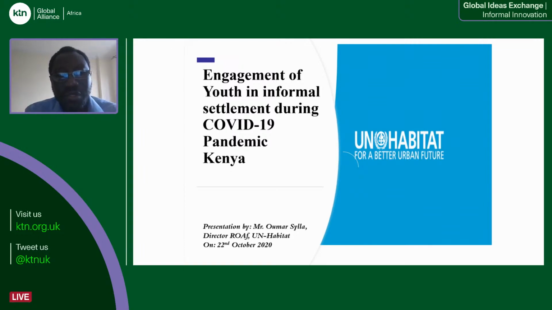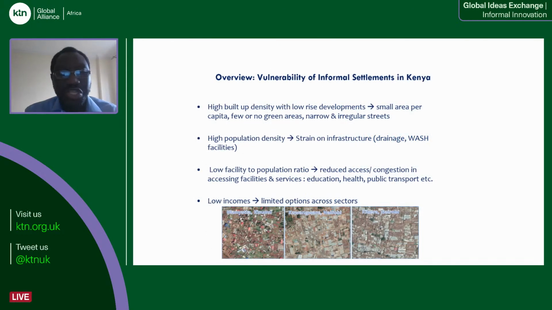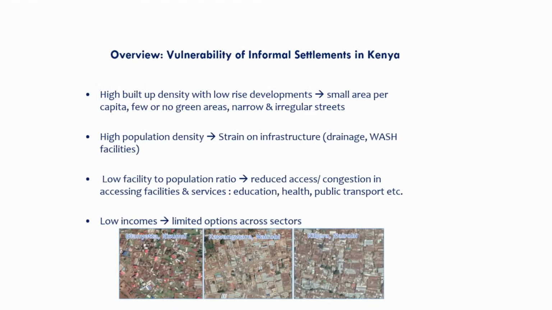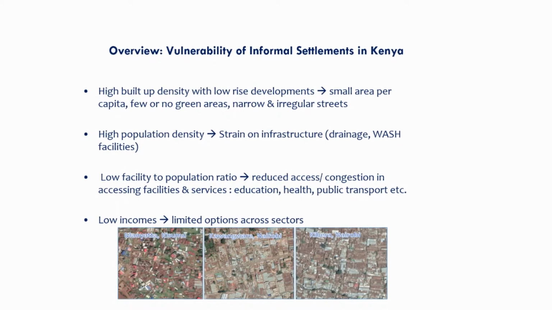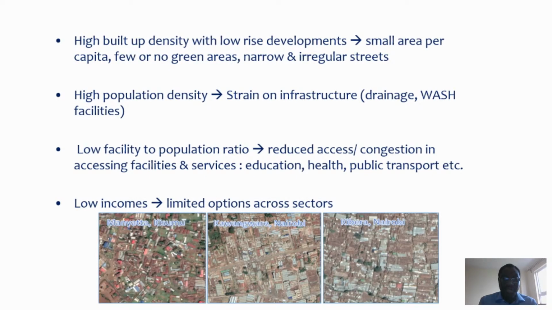So to start with, let me give you some background information on the different characteristics of informal settlements in Kenya. They are already known by people, but just to recall some principles that need to be taken into consideration in this period of response to COVID-19. You have especially density, which is an issue, small area per capita, no green area, narrow and irregular streets, and access is a problem as well.